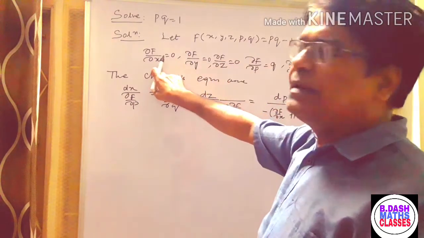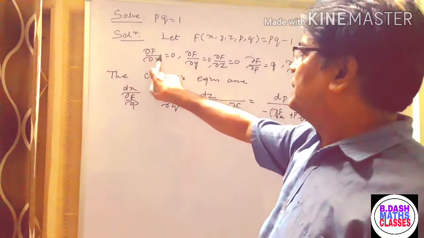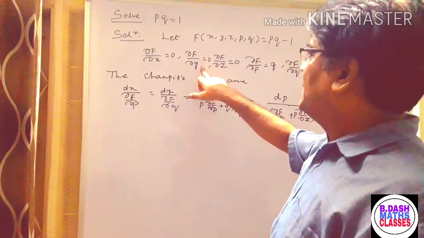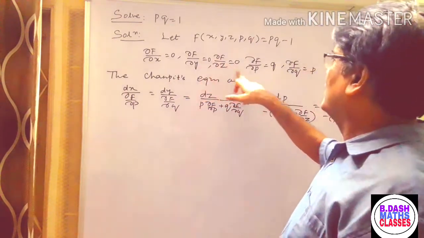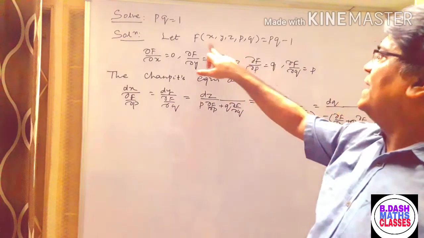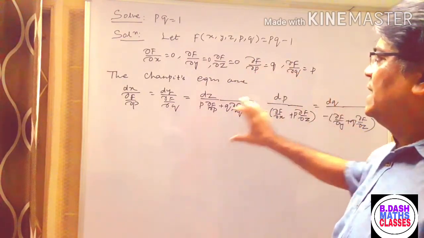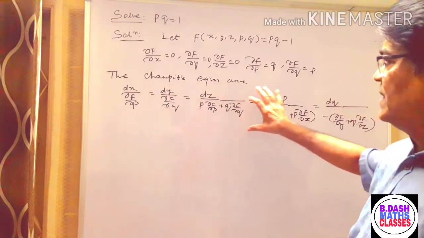Then the partial derivative of function f with respect to x is 0, with respect to y is 0, del f by del z is 0. Del F by del p is equal to q, del F by del q is equal to p.